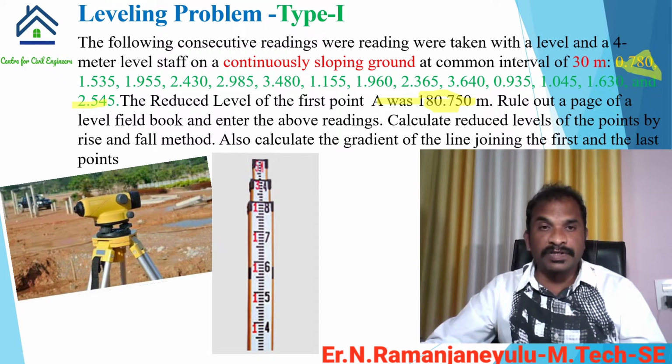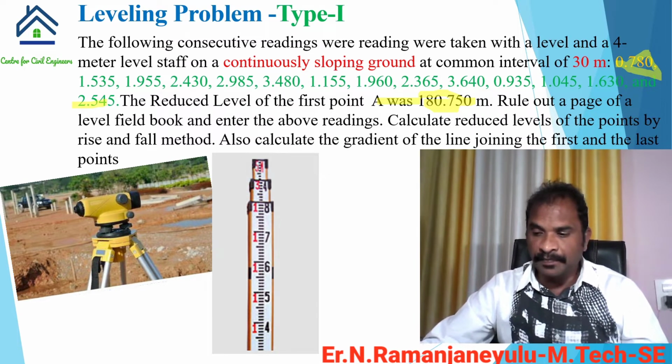Rule out a page of a level field book and enter the above readings. We have to draw the proforma of the level field book and then enter all the values. Then calculate the reduced levels of the points by the rise and fall method. Also calculate the gradient of the line joining the first point to the last point. Okay, this is about the given problem. Solution.